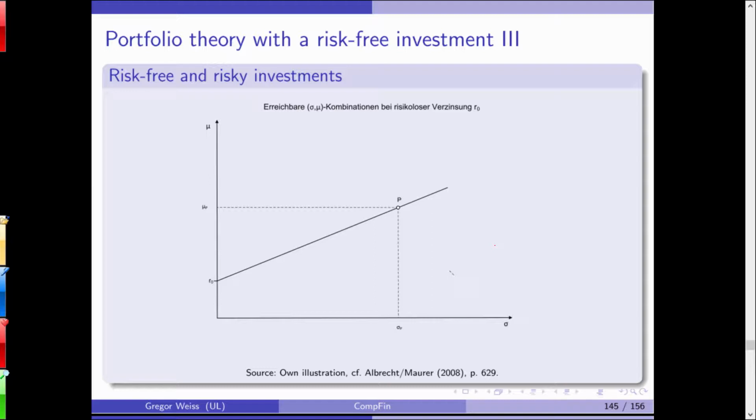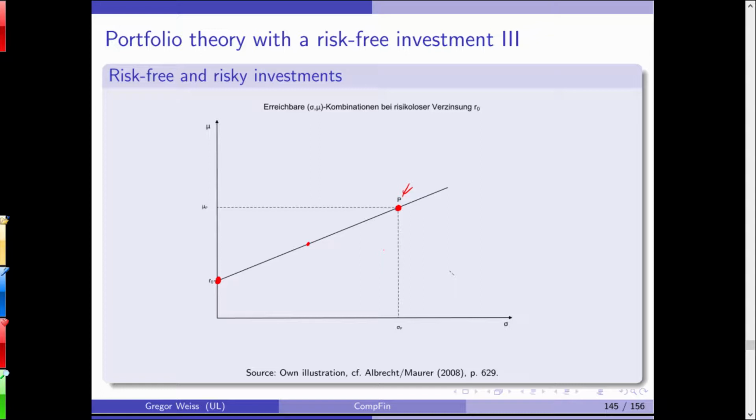Okay. Now, we have risk-free and risky investments. Let's start with the risk-free investment. Actually, it might be that we have a portfolio P here, and we have the risk-free investment here. And you can see that if we invest 100% in the risk-free investment, we will be here. If we invest 100% of our capital in the risky portfolio of stocks, for example, we will be in point P. If we take, say, 50-50, we'll probably be here.